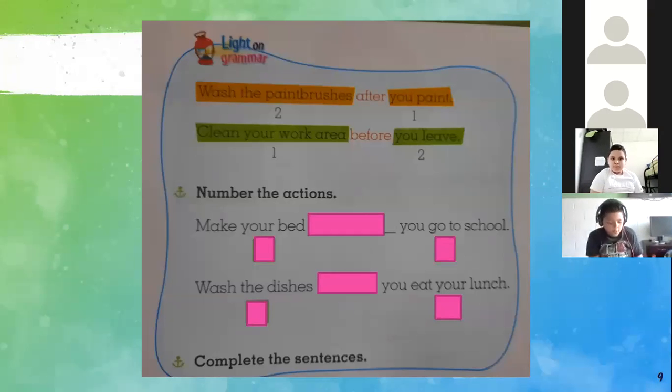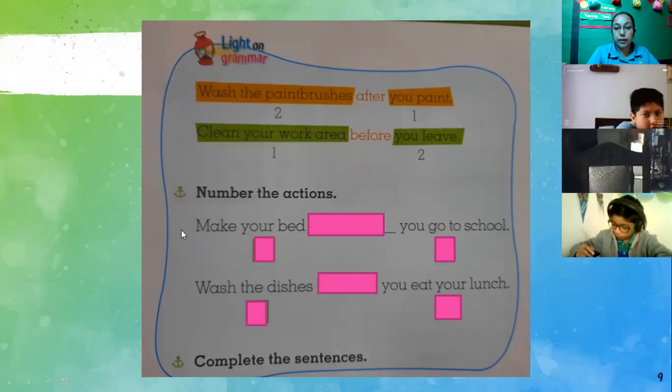Okay, this one is light on grammar. Okay, we have wash the paintbrushes after you paint. Okay, you know the meaning of after and before. Yes, antes y después. Okay, so let's see. Clean your work area before you leave. Okay, what is the meaning of before? Antes. What is the meaning of after? Después. Okay, so that means when an action is developed first and then we develop a second action. Okay, so let's see. Now, we number the actions in that part. Okay, make your bed and you go to school. What do you consider is the best word, after or before?